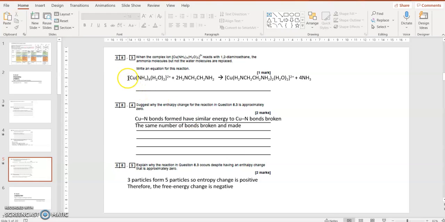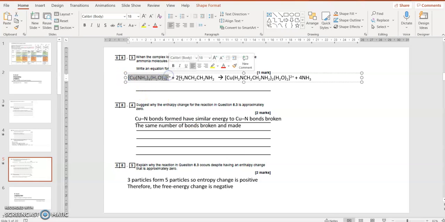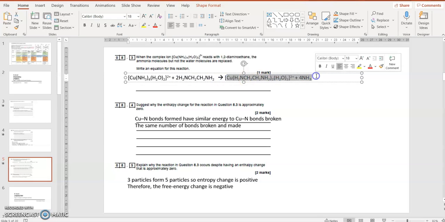So if we look on the left, there's 1 molecule and 2 molecules, 3 molecules, making 1 molecule and 4 molecules. There's 3 molecules on the left and 5 molecules on the right. With there being more molecules on the right, there's more entropy change. If it goes more disordered, you make more molecules, then the entropy change is positive, and therefore something called Gibbs free energy change is either negative or 0, and a reaction is feasible and will go ahead.